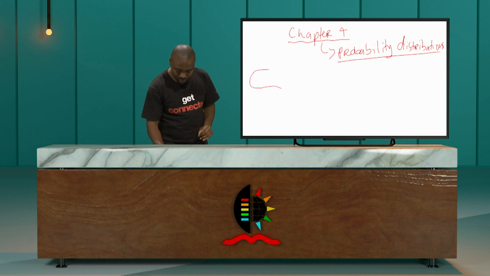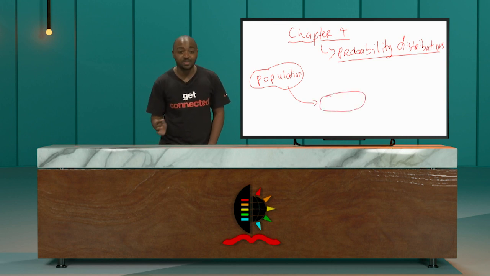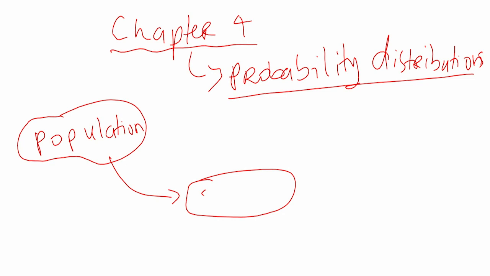Now, let me do a quick sketch for you. In everyday life, we've got what is known as population. And from the population, you've got a sample. A sample is a subset of the population. To get this sample, you use a type of sampling method.